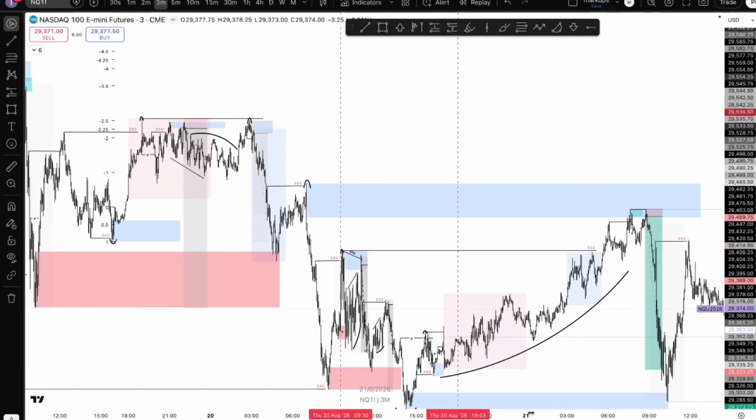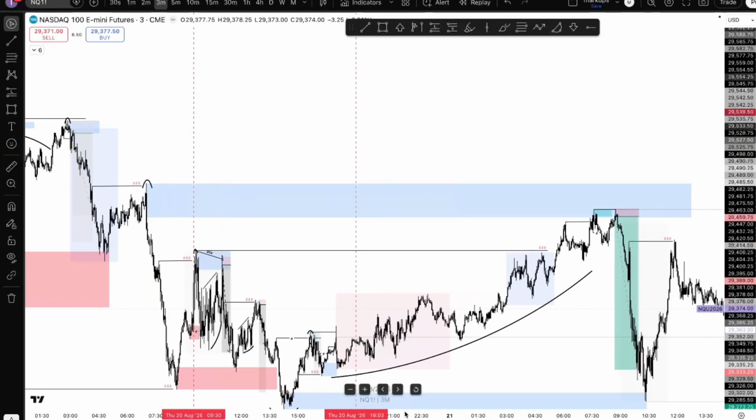A protected high or low is what I see as a high or low that has no liquidity, hence we shouldn't go to it and we trade away from it. If we know the markets are always chasing liquidity, we know that price shouldn't go past these protected highs or lows because there's no liquidity past them. And we should go on to the next target.